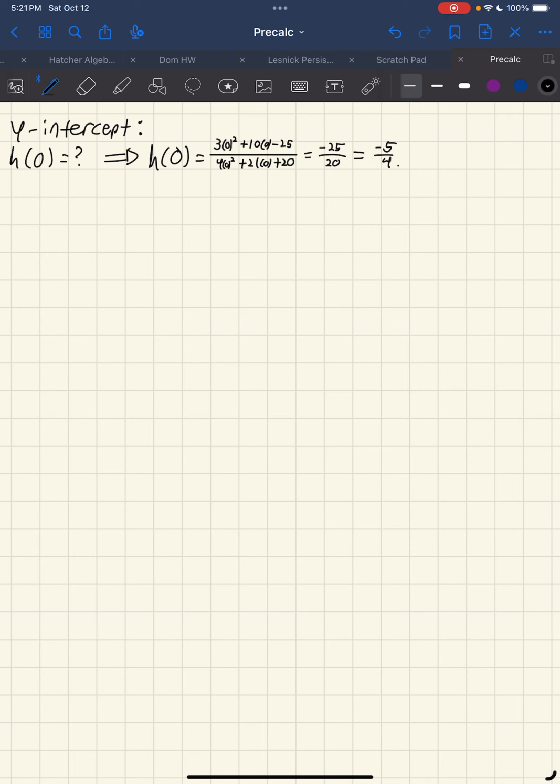Next topic. I guess I'll call it graphs of rational functions, both when you're given information about the graph and if you're given the graph, write the function itself.